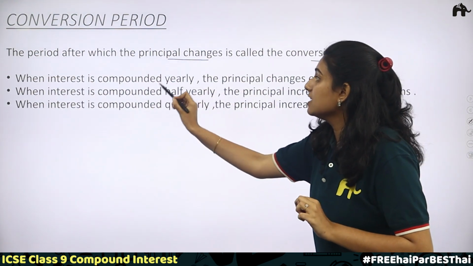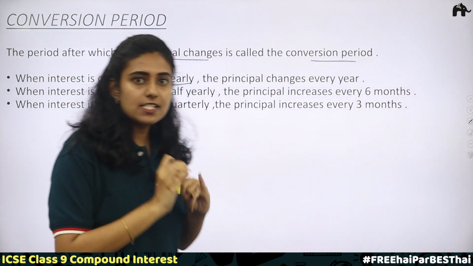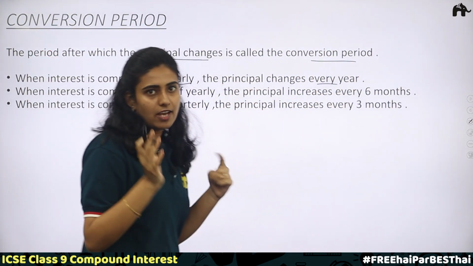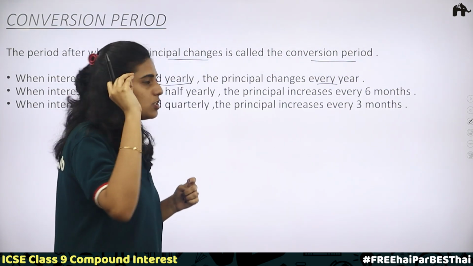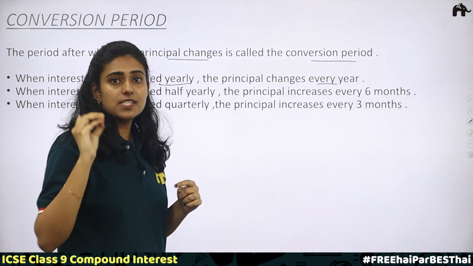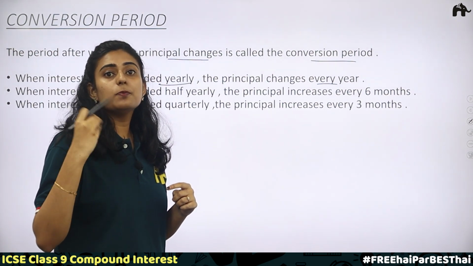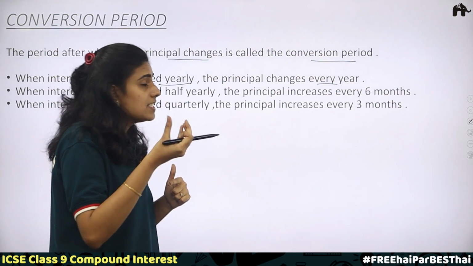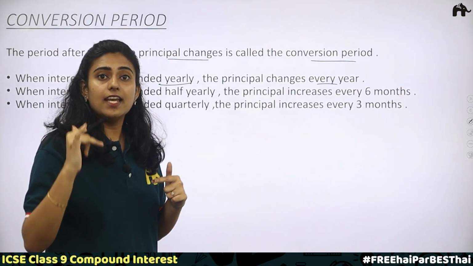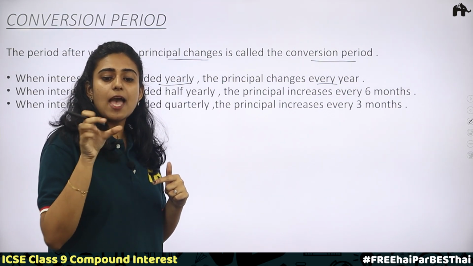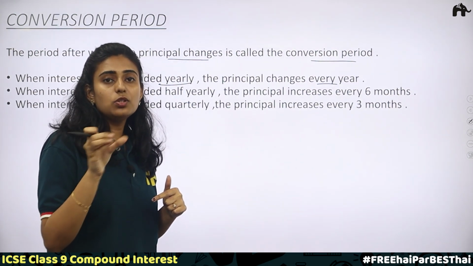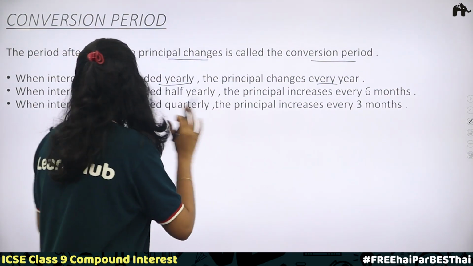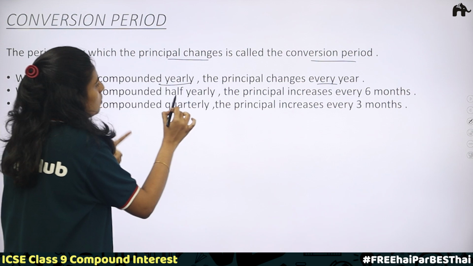When interest is compounded yearly, yearly means for first year, for second year, for third year, we are calculating, the principal changes every year. We have taken the example rupees 1,000. Initially it was rupees 1,000. It gained an interest of rupees 100. Then the amount becomes rupees 1,100. This rupees 1,100 becomes the principal for the second year. Again, it gains an interest of 10%. Then that interest amount is added to the principal, and we get the principal for the third year.